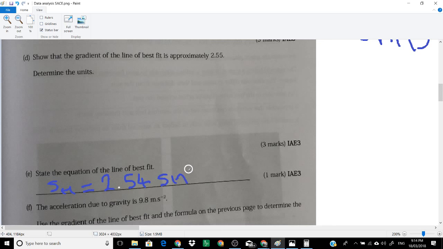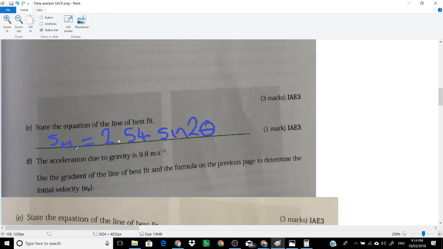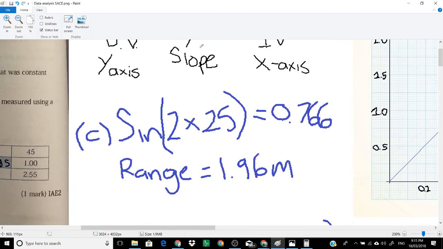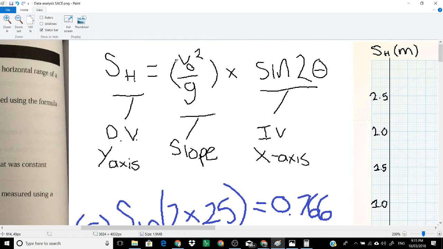sine 2 theta. Because it passes through 0, 0, so thereby its y-axis equals slope times x-axis, which is what we got here. All right, acceleration due to gravity is 9.8 meters per second squared. Use the gradient of the line of best fit and the formula on the previous page to determine the initial velocity. Now, this is where you match up your slope that you've calculated with this. And this is why I broke this up to begin with.